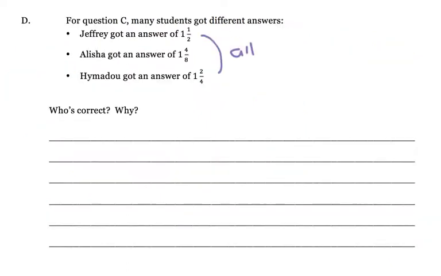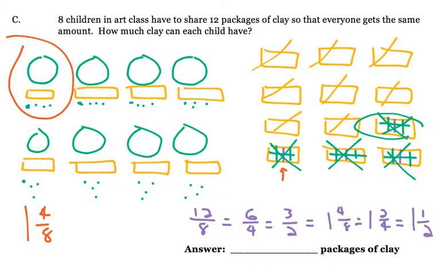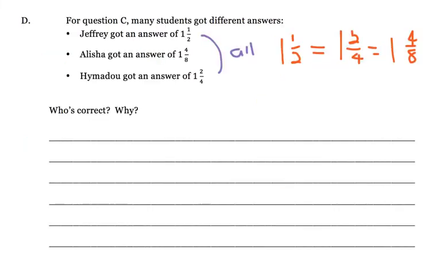So when you make it to this problem, you should have a pretty good idea of how to explain why they're actually all correct. 1 and 1/2, 1 and 2/4, and 1 and 4/8 are all equivalent fractions because it's all the same amount of clay. It's just how many parts we broke the clay up into. We gave them all different names, but they're all equivalent names. So hopefully that was helpful if you got stuck on these last few problems.